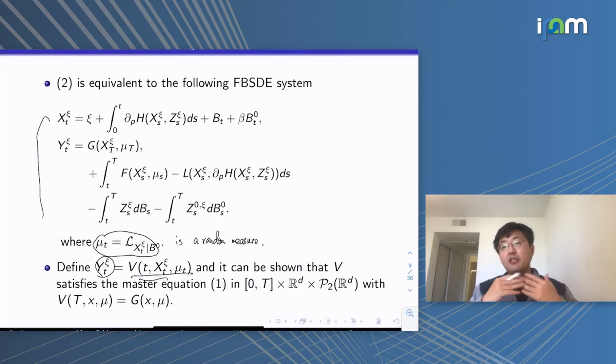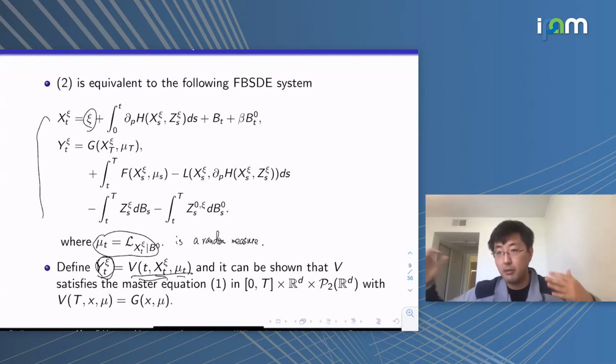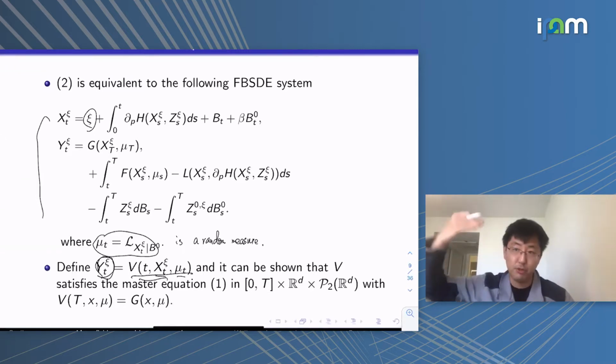Okay, and then, like an ODE, if you have this uniqueness, then you can define a flow, and it satisfies the flow property. So that's why this FBSDE depends on the initial data. And that's why this Y_t(ξ) at time t depends only on X_t(ξ) and μ_t. So this is the flow property, and that's why this is well defined. It's coming from the uniqueness.